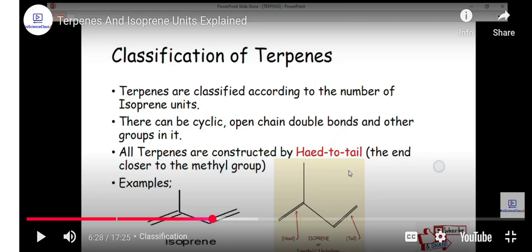Okay. Terpenoids means what? Isoprene derivatives, terpenoids. So how many isoprene units are there? It is classified based on that. There can be cyclic, open chain, double bonded, and other groups in it. So we have cyclic triterpenoids, also cyclic phenols and cyclic alcohols.